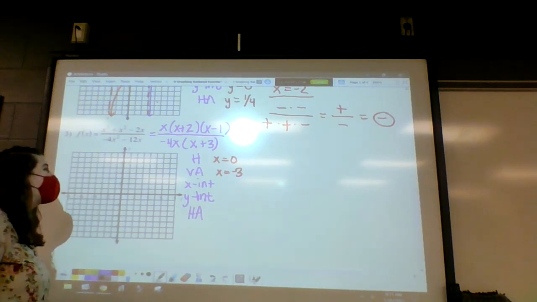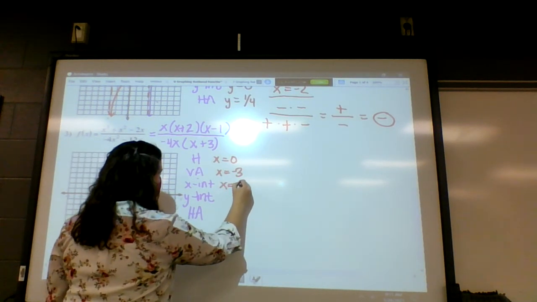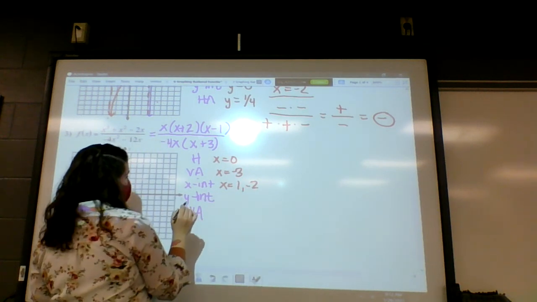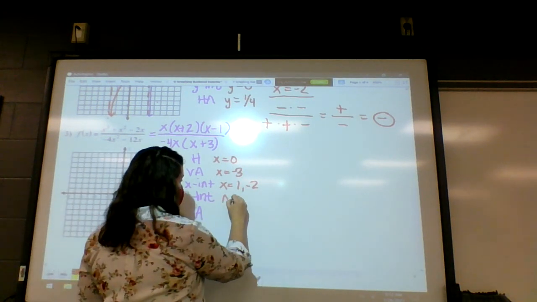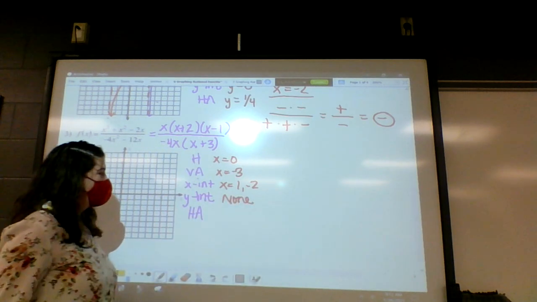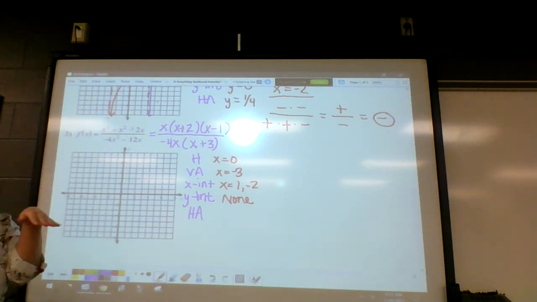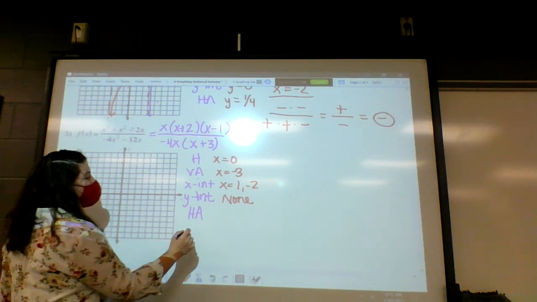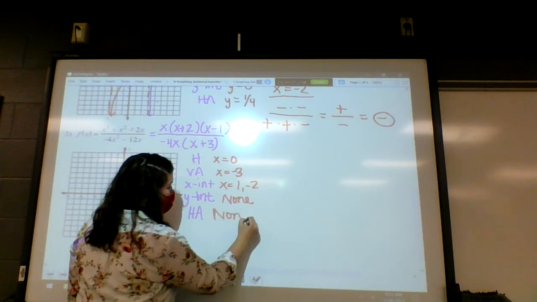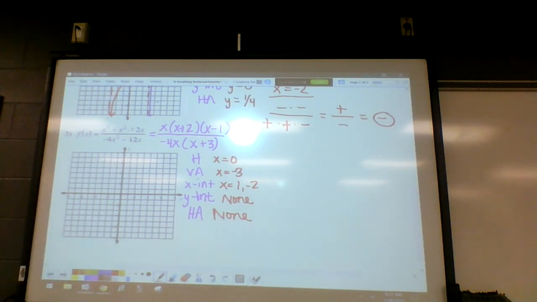X-intercepts: 1 and -2. Y-intercept: none. That's because the top is 0 and the bottom is 0. So when the bottom is 0, that's when it's a none, right? Horizontal asymptote: also none. By the way, when you don't have things, it makes the graphing harder. When things are missing, that's when the graphing gets harder. So any nones are going to be like, whew, I have less direction to go with.